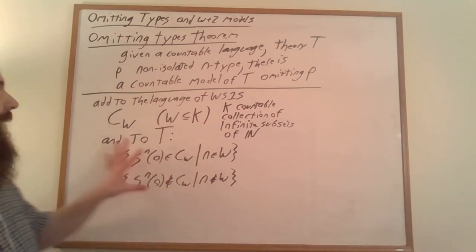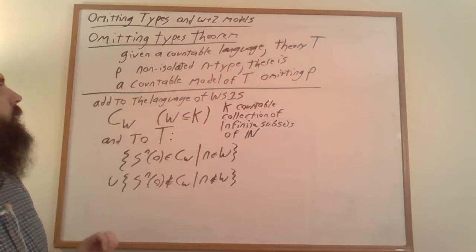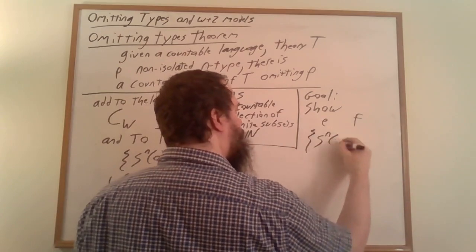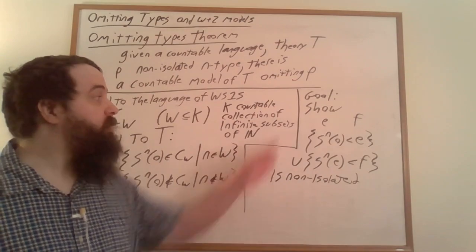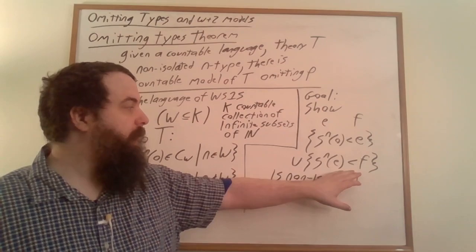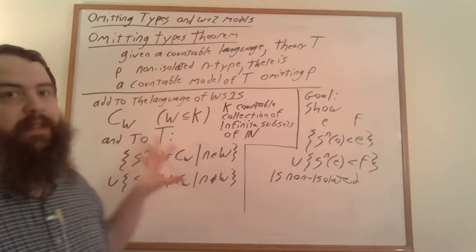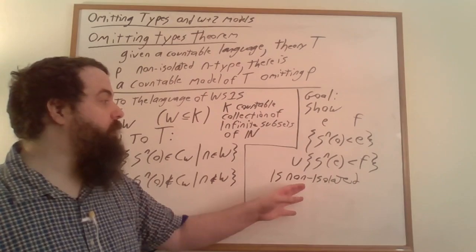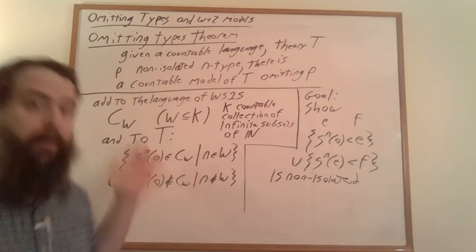So first we're going to add on all of this stuff to our language and our theory, and then we're going to show that this first order 2 type, specifying that there are two infinite elements that are infinitely far away from each other, is not isolated over this augmented theory. It's really important to remember to show that the type that you're trying to omit is not isolated over not just the base theory, but the augmented theory.